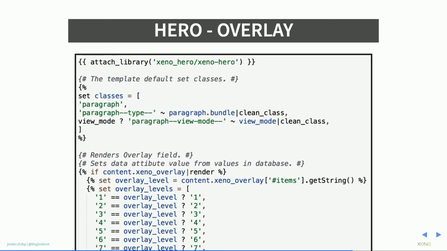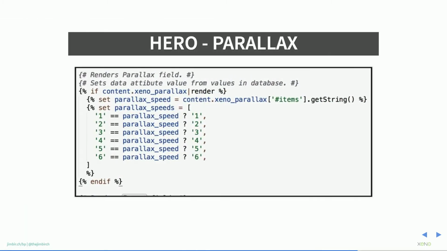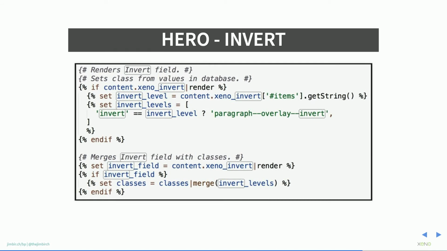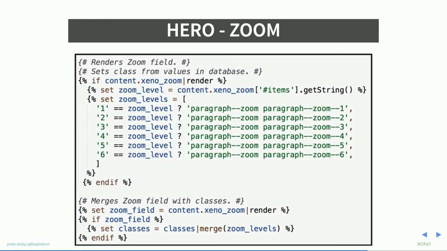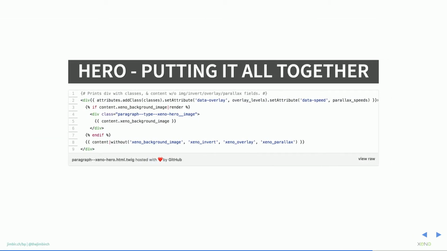More complex Twig stuff here. We do classes and data overlays for the JavaScript. We're pulling those select fields out in the templates. The parallax speed options, so not only can we have a slow fade, we can have a fast fade. And then we merge that stuff in and print the classes and then stick it in here.